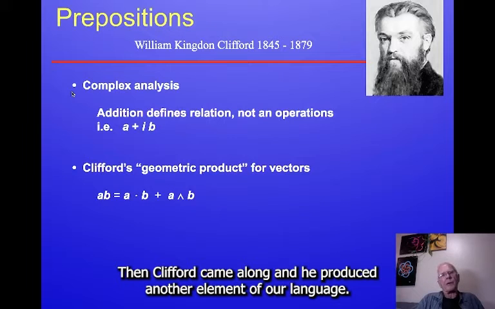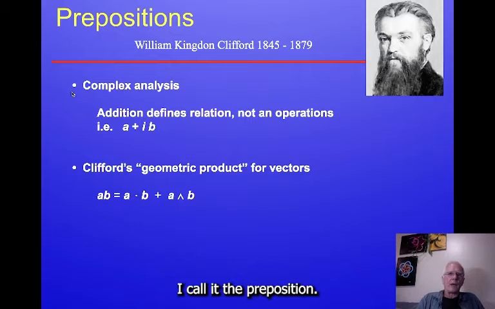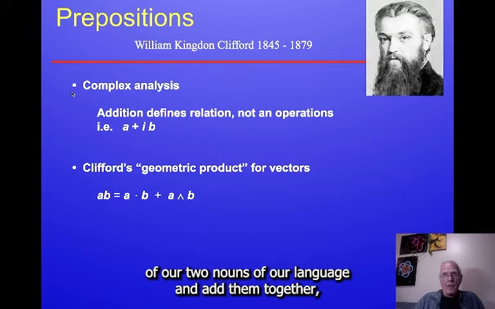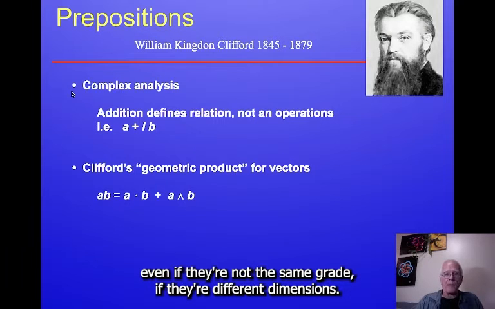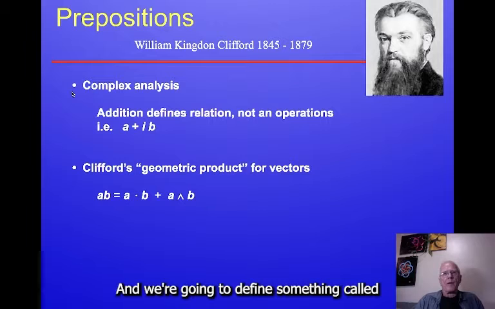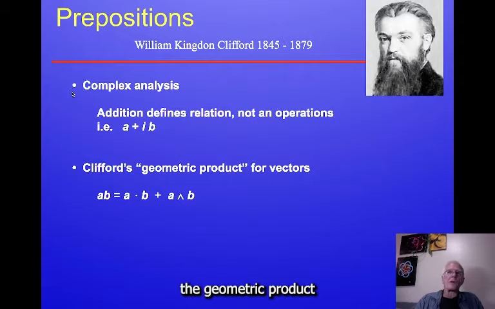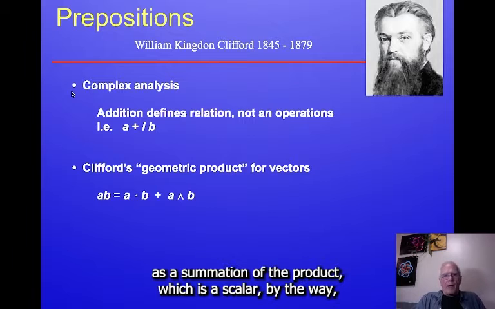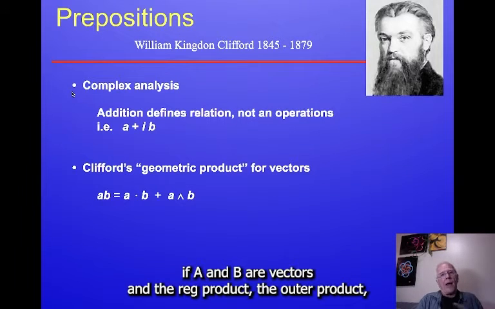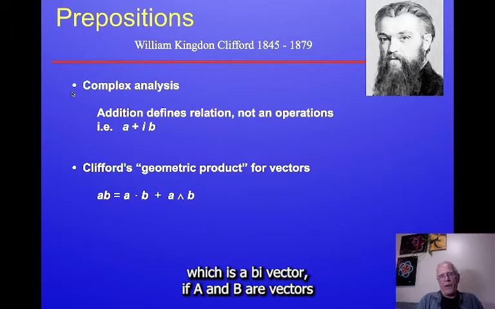William Kingdon Clifford came along and he produced another element of our language. I call it the preposition. We can take two elements, two nouns of our language, and add them together even if they're not the same grade, if they're different dimensions. And we're going to define something called the geometric product as a summation of the dot product, which is a scalar, by the way, if A and B are vectors, and the wedge product, the outer product, which is a bivector if A and B are vectors.